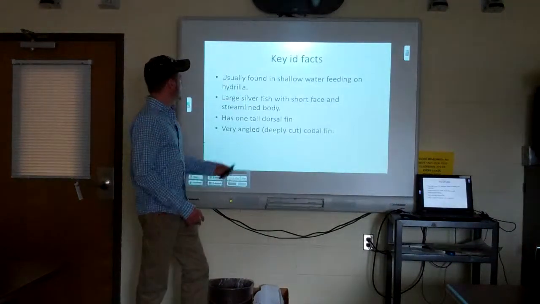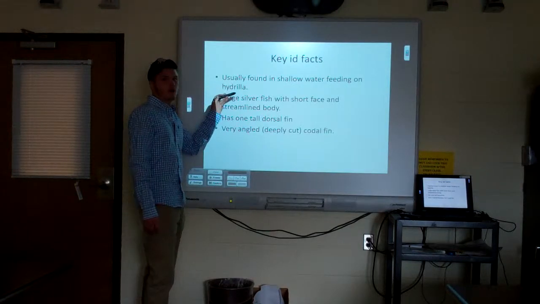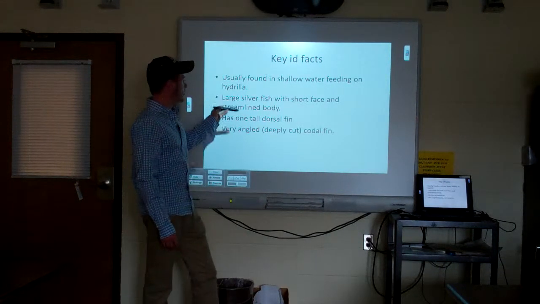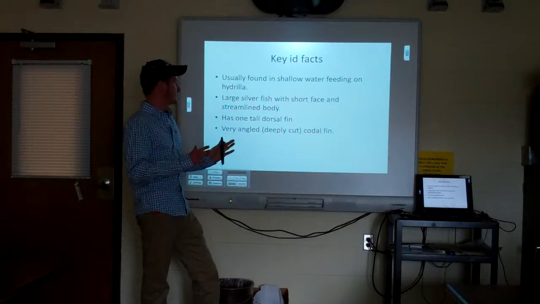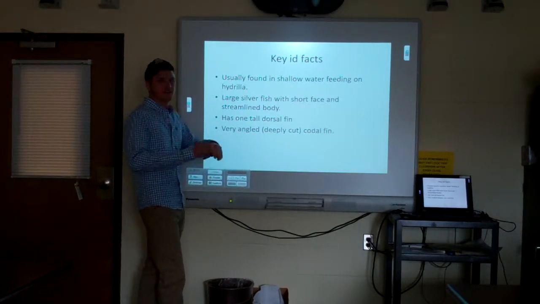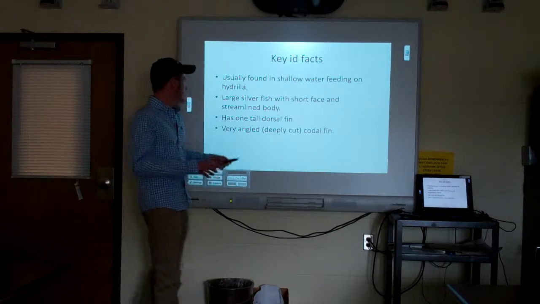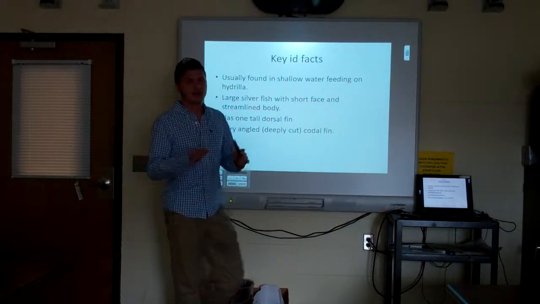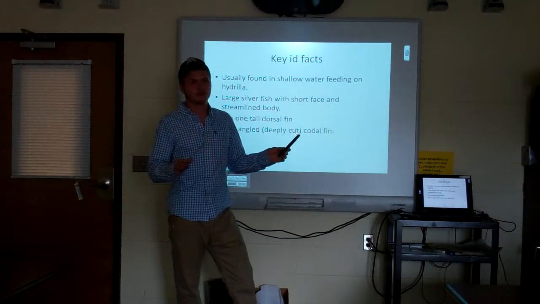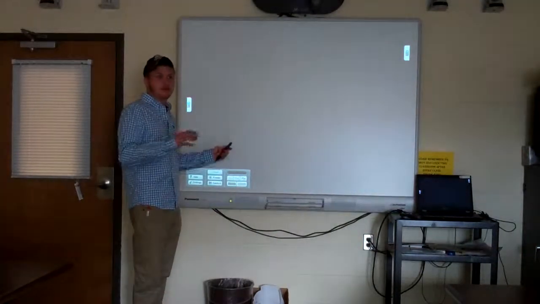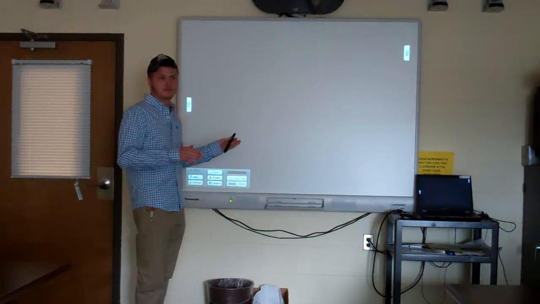Alrighty. So the key facts usually found in shallow water feeding on a hydrilla, which is what they're introduced to do. They're a large silverfish with a very short face and streamlined body. It has one tall dorsal fin that looks like a sail on the back of it, and a very angled, deeply cut caudal fin which helps it swim around the bottom and make sure that it's not moving too fast, not moving too slow, keeping a pretty steady pace. Are there any questions about grass carp?